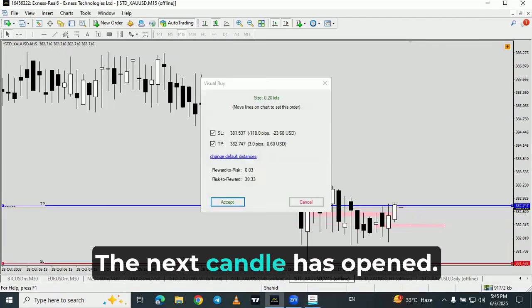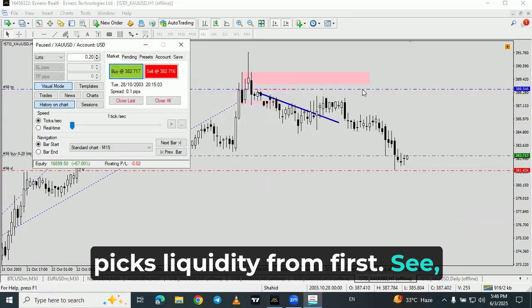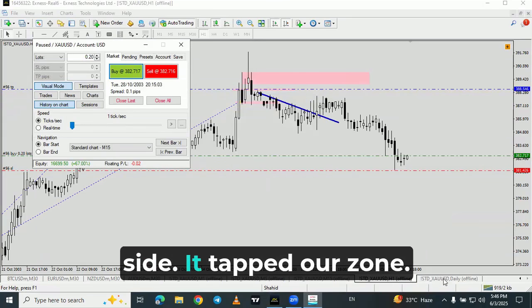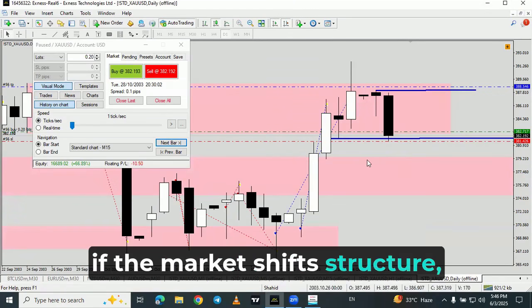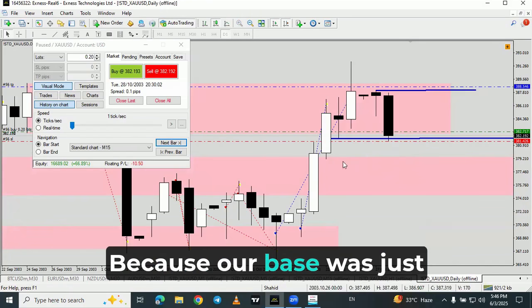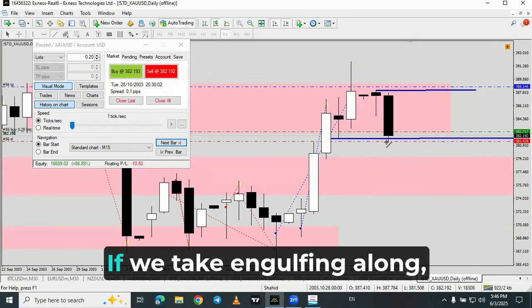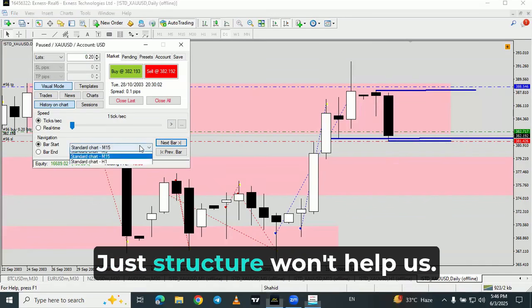The next candle has opened. Let's see which side the market picks liquidity from first. See, it picked liquidity from this side. It tapped our zone. After tapping the zone, if the market shifts structure, it will be a win for us. Why did our SL happen here? Because our base was just structure, not engulfing. If we take engulfing along, our probability of profit increases. Just structure won't help us.